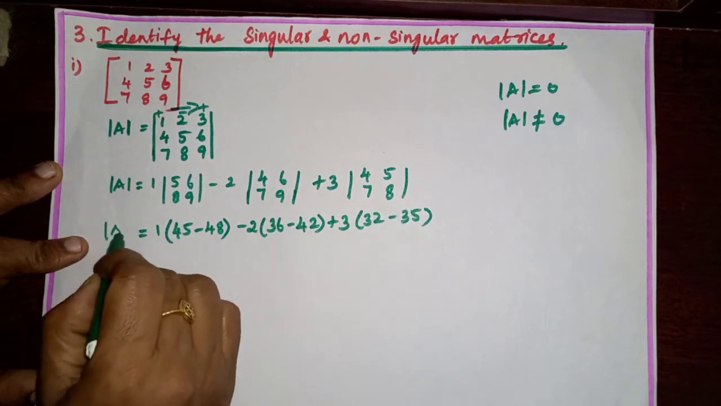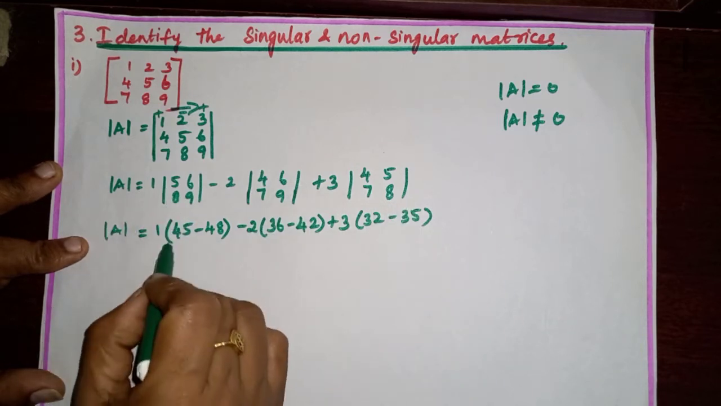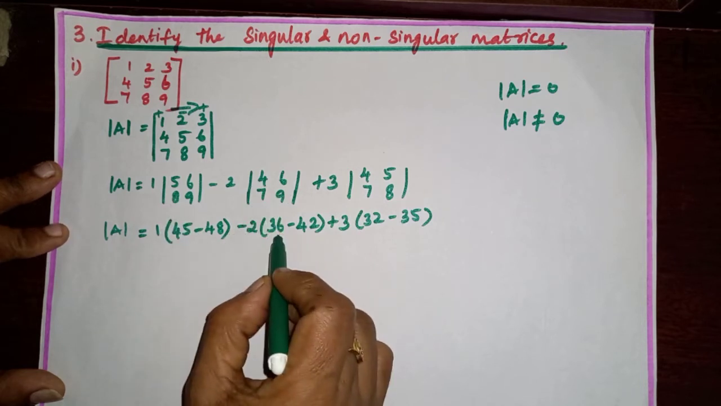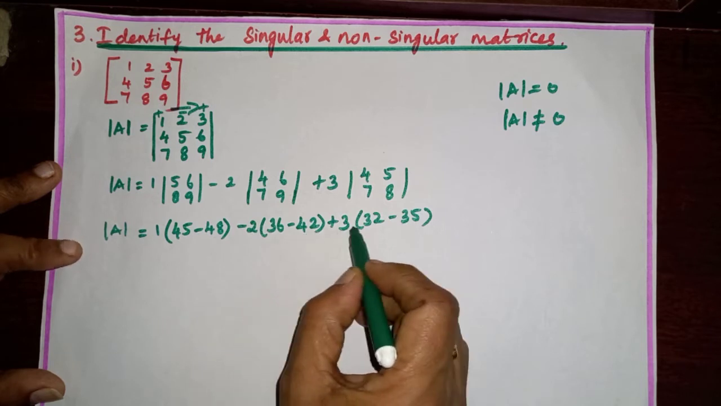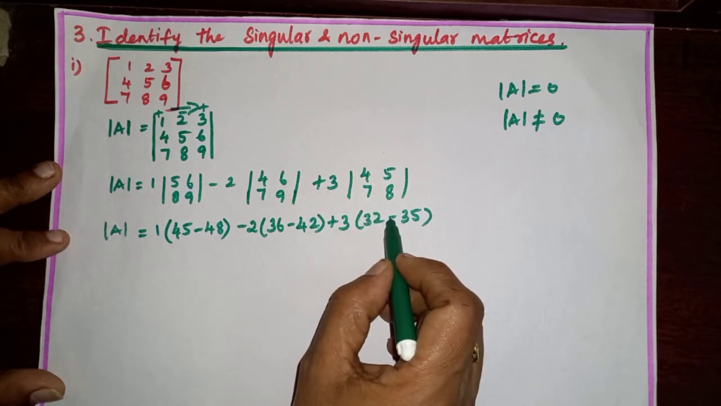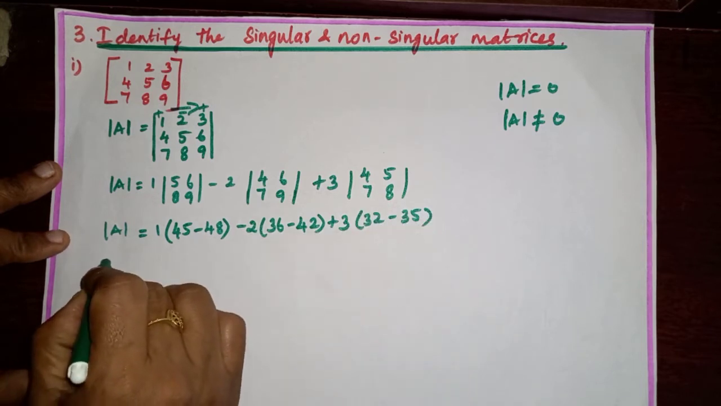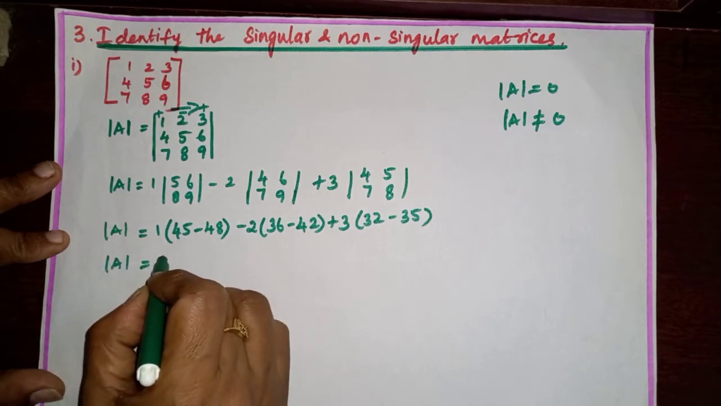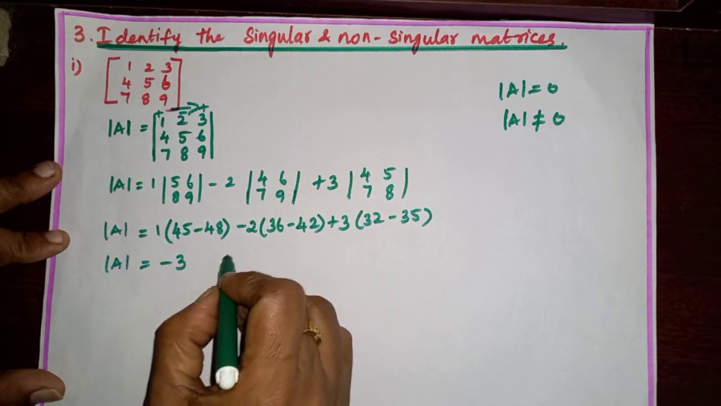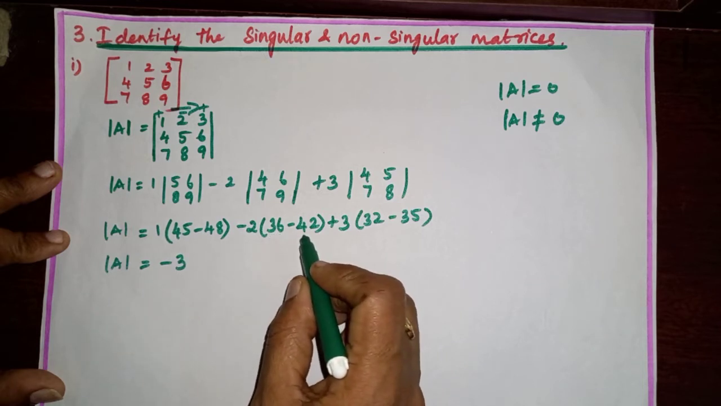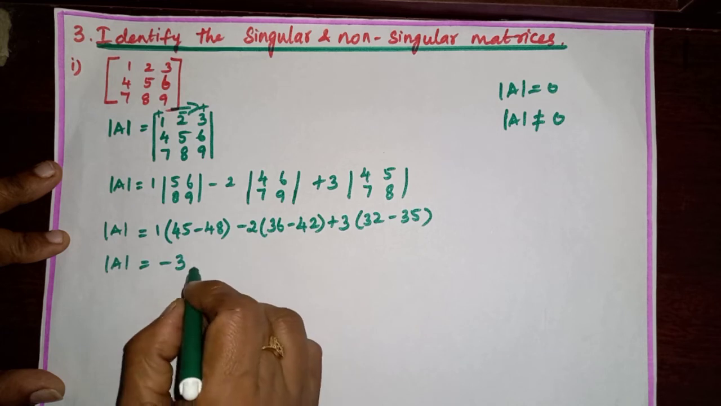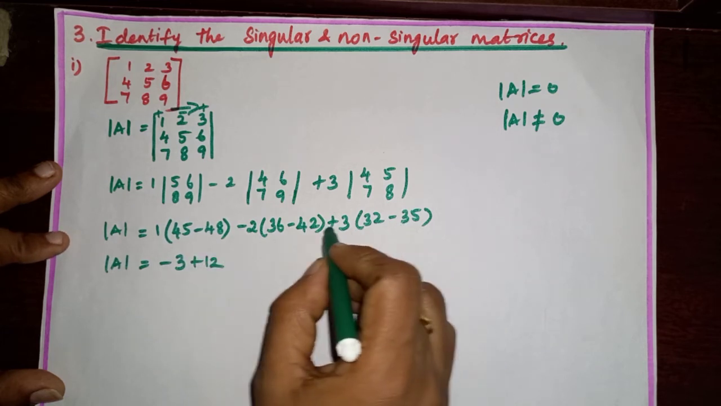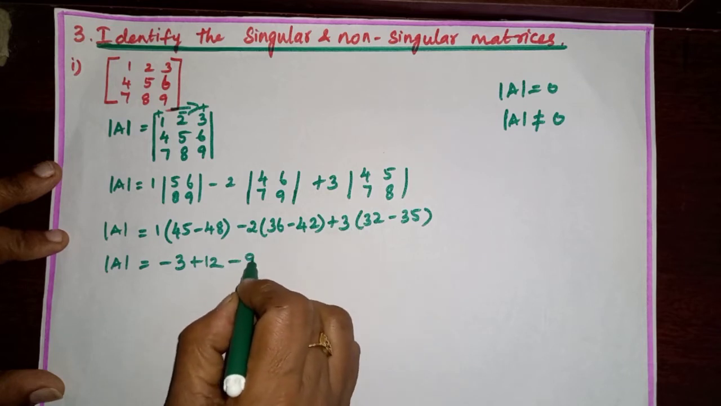Now determinant of A equal to 5 9s are 45 minus 6 8s are 48 minus 2 9 4s are 36 minus 6 7s are 42 plus 3 8 4s are 32 minus 5 7s are 35. Then determinant of A equal to 45 minus 48 is minus 3. 1 into minus 3 is minus 3. 36 minus 42 is minus 6. Minus 2 into minus 6 is plus 12. 32 minus 35 is minus 3. Plus 3 into minus 3 is minus 9.